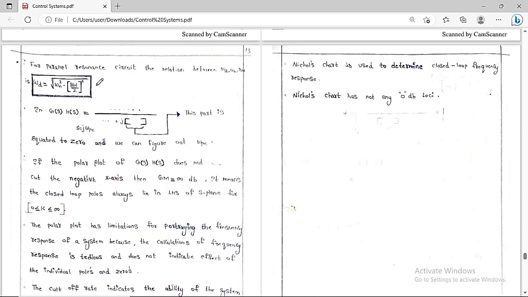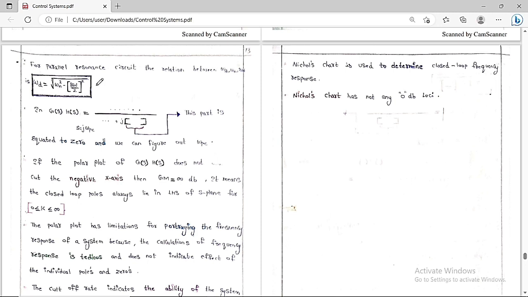The next point is, for a parallel resonance circuit, the relation between omega d, omega n and bandwidth is omega d equal to square root of omega n square minus bandwidth by 2 whole square. This formula you always have to keep in your mind.